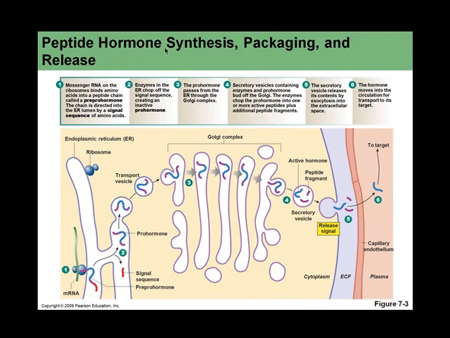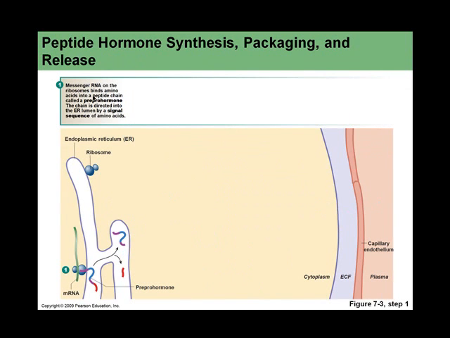Well, now we'll consider the peptide hormone synthesis, packaging, and release, and we'll go through a series of slides that will present each step in an additive form. So we'll go to this slide. First, the messenger RNA on the ribosomes binds amino acids into a peptide chain called a pre-pro hormone. The chain is directed into the ER lumen by a signal sequence of amino acids.